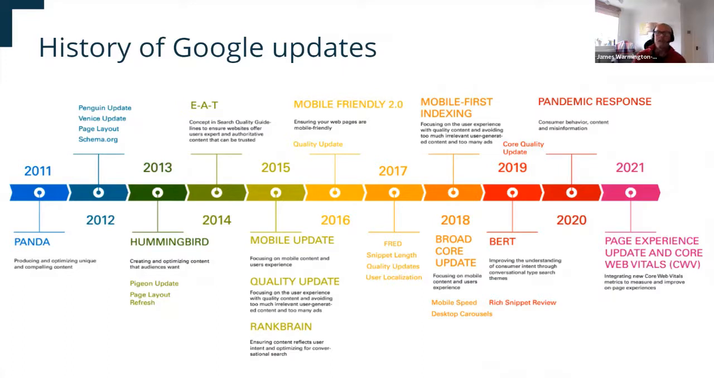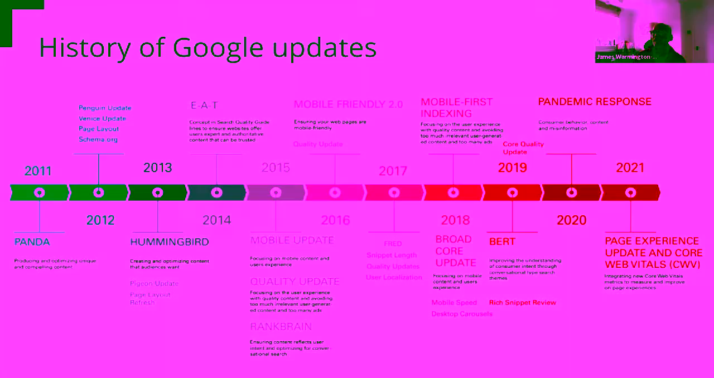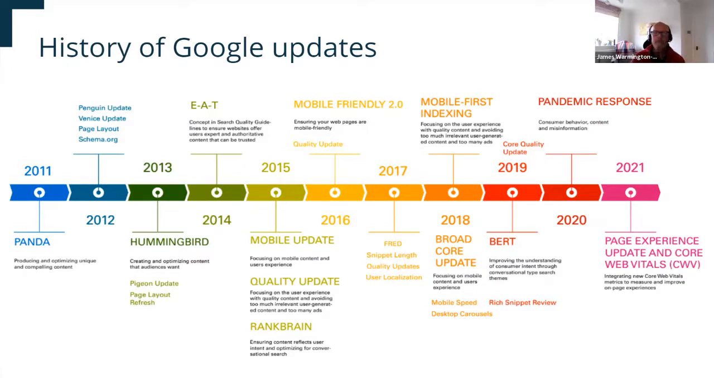If we go back in time, Panda was a great big hairy update which came in 2011, which was all about getting rid of poor quality content. In 2012 we had the Penguin update, which is all about manipulative link schemes and keyword stuffing. You then had EAT, which is one of my favorite ones. EAT was the expertise, authority, trust update, which basically gave us an insight into how Google view websites, what they consider a good website and a bad website. 150 pages long, but a brilliant update.